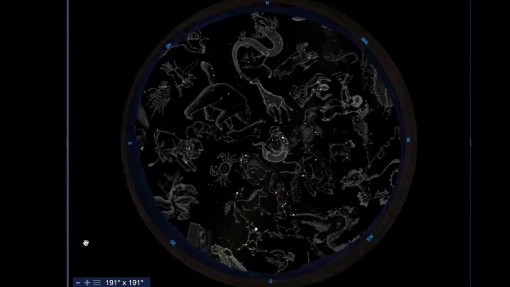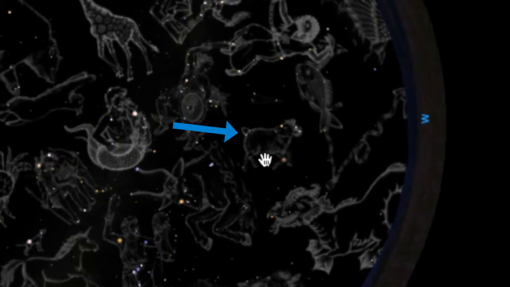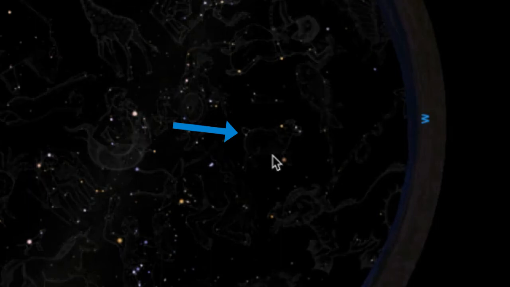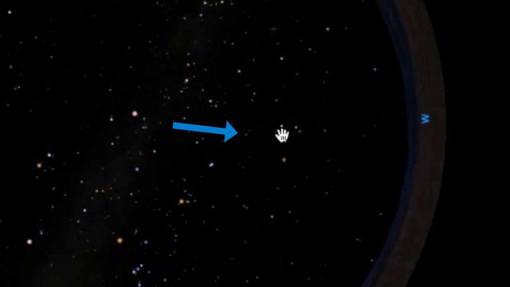So let's look and see if we can find Aries the ram. Here we have a pretty picture of a ram complete with horns and a fluffy tail. Right here. Let's look at what the actual stars of Aries look like. Does anyone see a ram now?